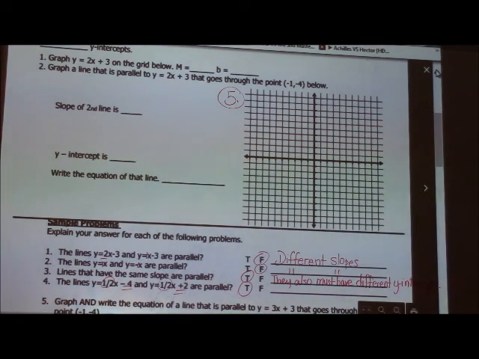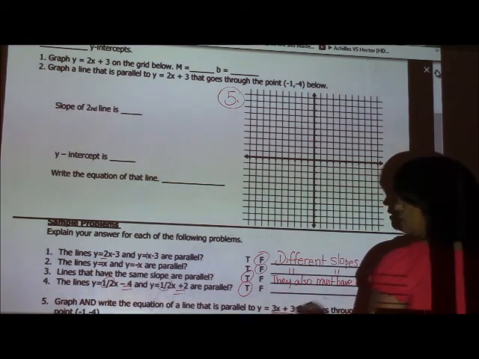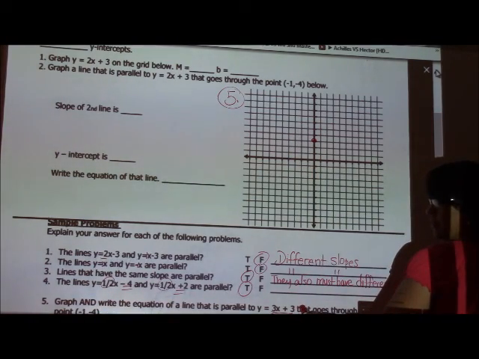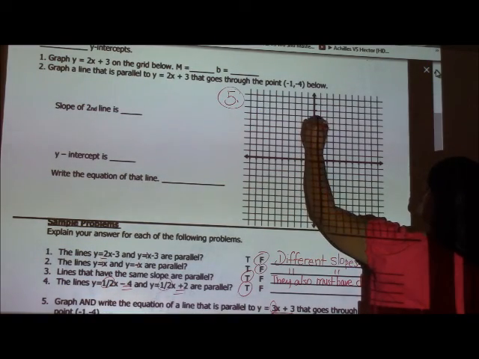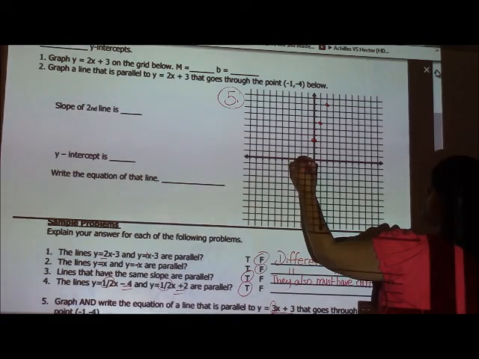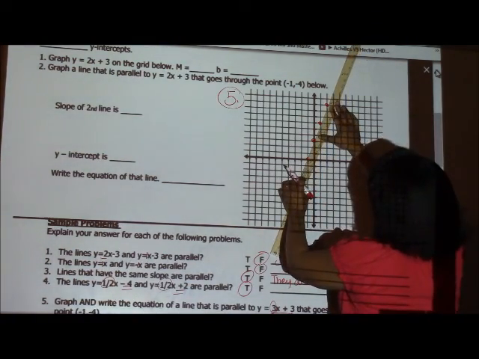So first of all, let's go ahead and graph this 3x plus 3. Where do you start with y equals 3x plus 3? Right, 1, 2, 3. What's your slope? Yes, 3. So you rise 1, 2, 3, you run 1. Or down 1, 2, 3, left 1. And then you can draw your line through those points. That's the given line.